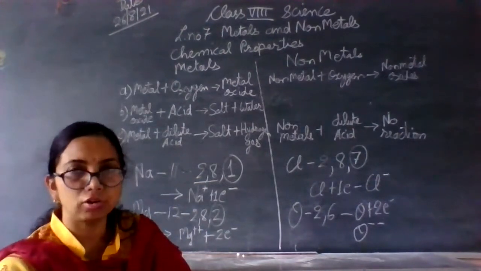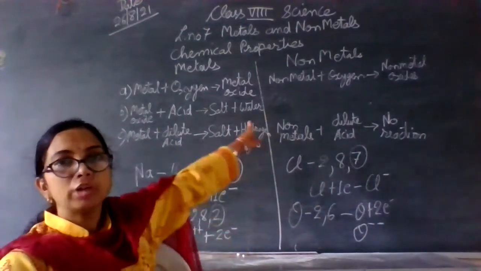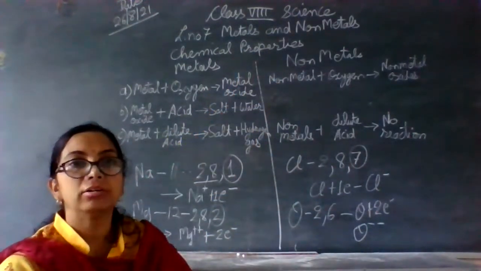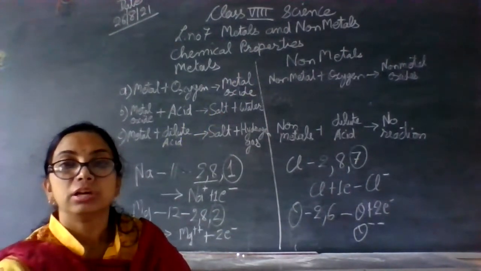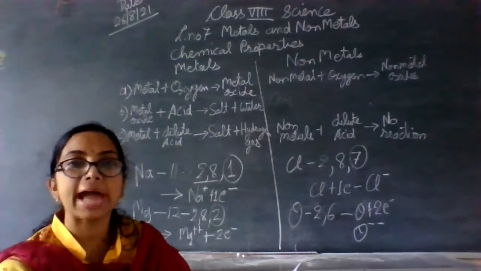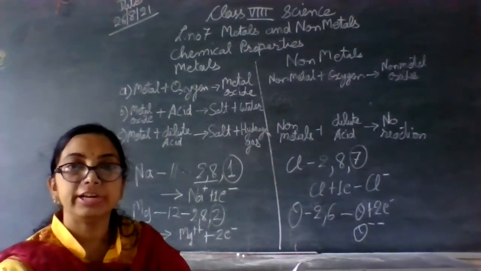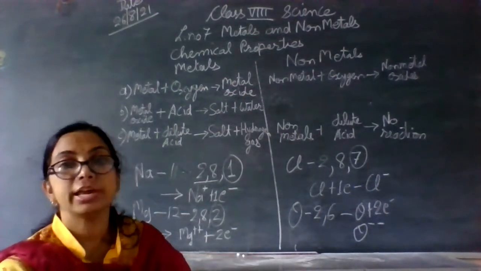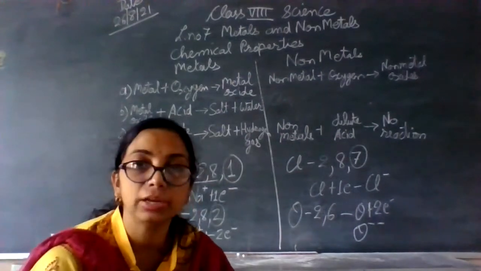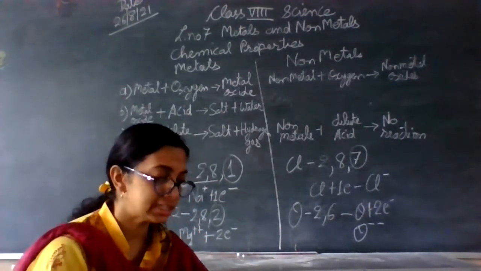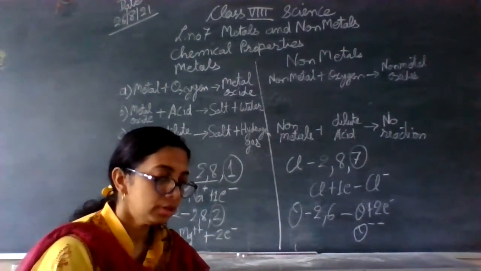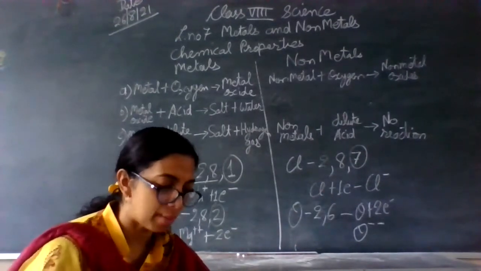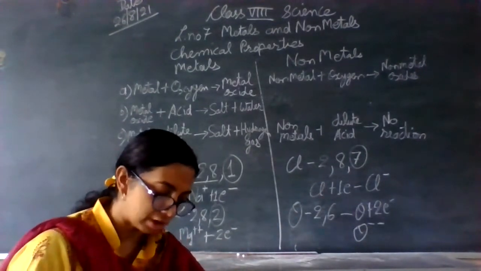On the other hand, if you consider non-metal chemical properties, non-metals will react with oxygen to form non-metallic oxides, and non-metals will not react with acid. With dilute acid, they will not react at all. There is no reaction found in case of non-metals reacting with dilute acids. So these are certain chemical properties, on a comparative basis, of metals and non-metals.